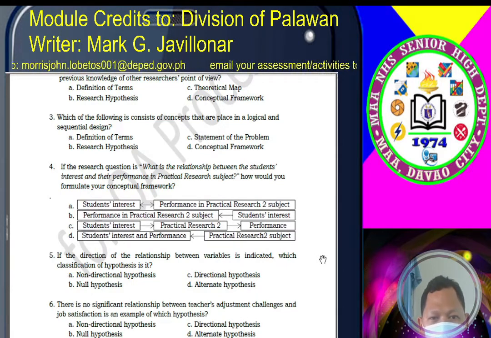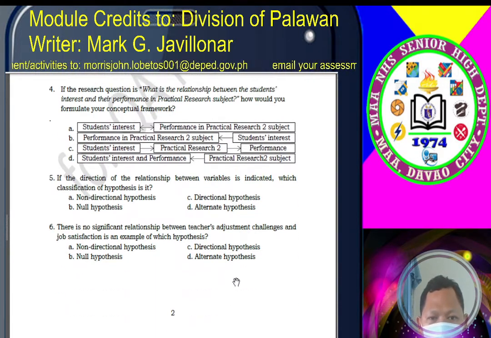Number 4. If the research question is, what is the relationship between the students' interest and their performance in practical research subject, how would you formulate your conceptual framework? Just choose from A, B, C, D. The correct answer is letter A. The student's interest is linked with their performance in practical research 2 subject.